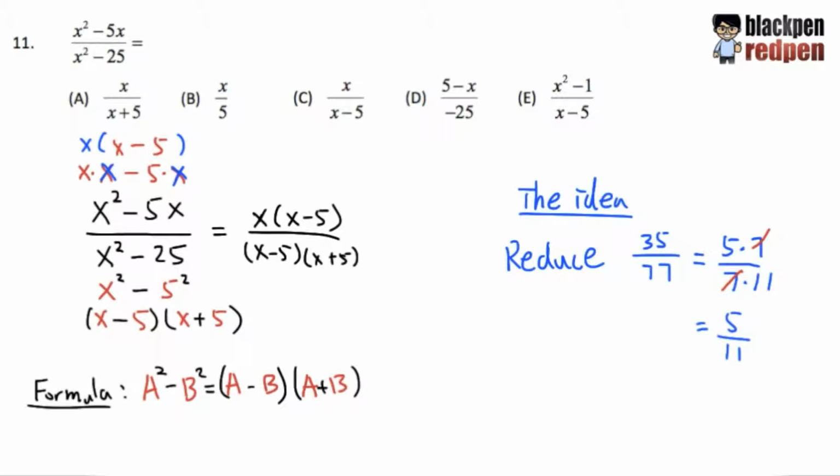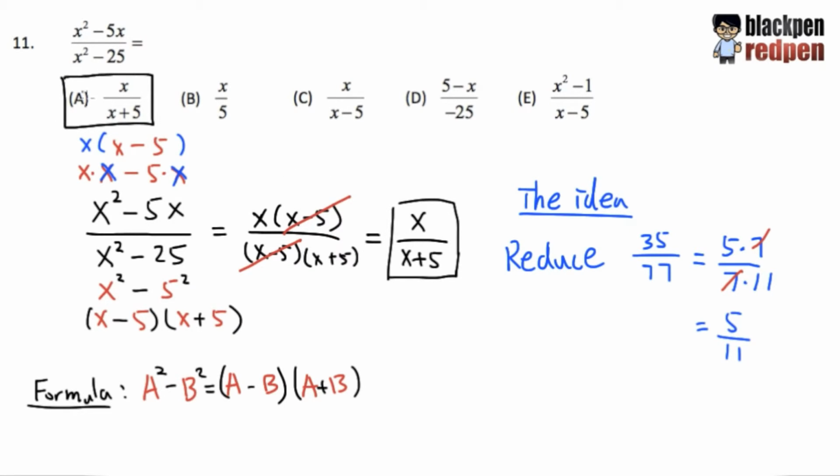Do we have any factor in common? Yes, we do. This x minus 5 can be cancelled with this x minus 5. They are exactly the same factor. So we can cancel this out with that. Therefore, we will end up with x on the top over x plus 5 on the bottom. And this right here will be the final result. And as we can see, this is answer choice A right here. That's it for number 11.